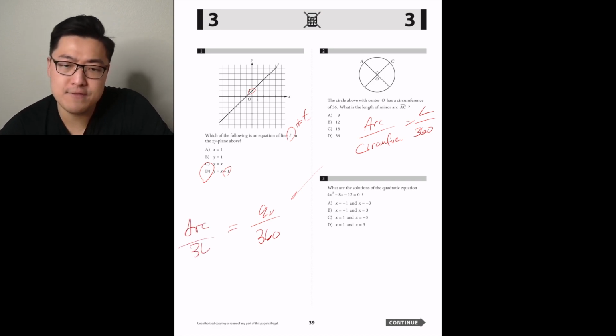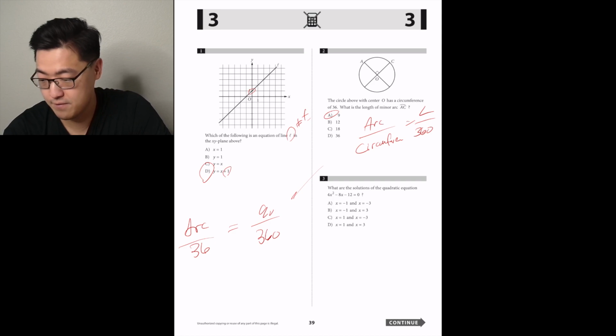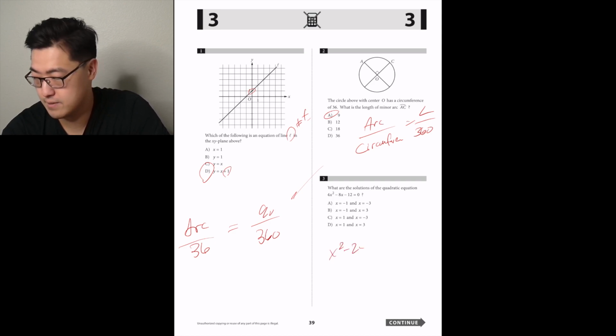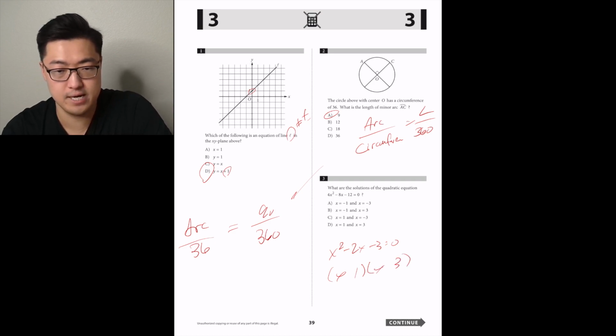What's the solution of the quadratic equation, let's divide by 4 maybe. So x squared minus 2x minus 3. That would give you minus 3 and 1. So x minus 3 and x plus 1. So it's 3 and negative 1. 3 and negative 1. B.